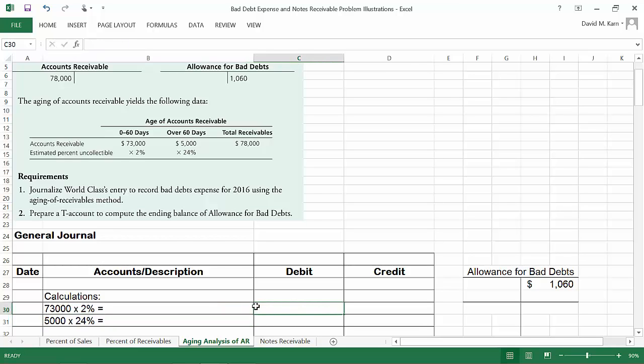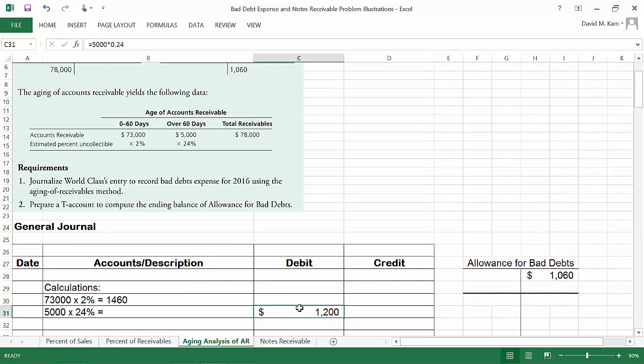Let's do some calculations here. We'll have Excel help us out. We'll do 73,000 times 0.02, and that's 1,460, so I'll put that over here. And then we have 5,000 times 0.24, and that comes out to be 1,200. So we'll put that here.